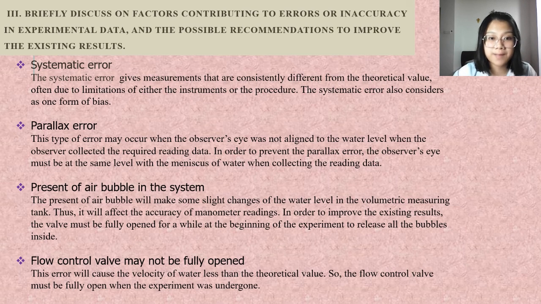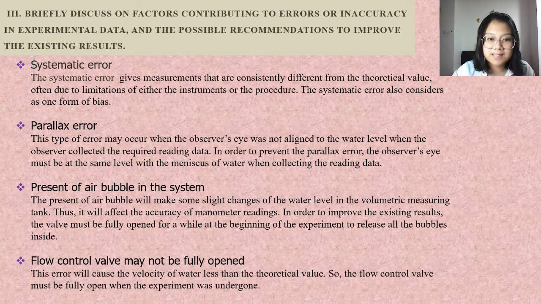Secondly, we have the parallax error. This type of error may occur when the observer's eyes are not aligned with the water level when the observer collects the required reading data. In order to prevent the parallax error, the observer's eyes must be at the same level as the molecules of water when collecting the reading data.